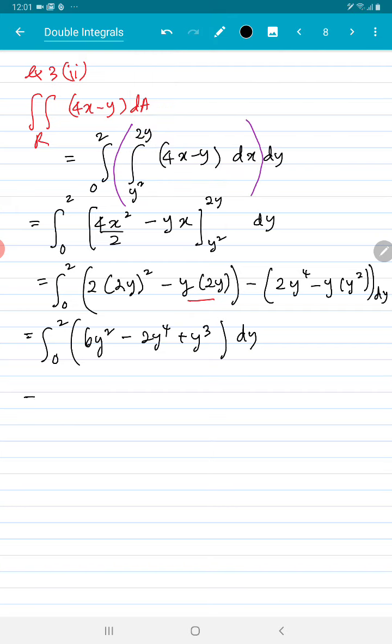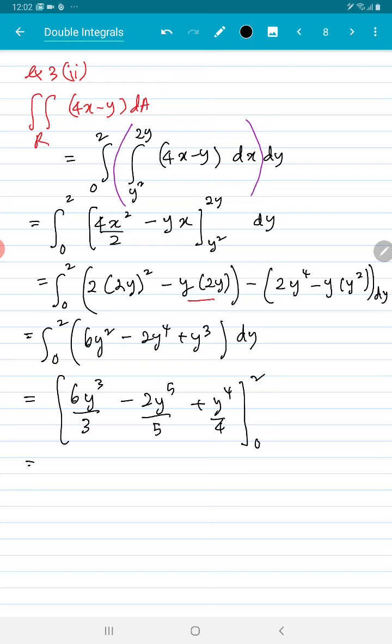Integrate 6y squared with respect to y. That will give us 6y cubed over 3. And here we have 2y to the power 5 over 5. And here we have plus y to the power 4 over 4. Right, and then replace y with upper and lower limits.